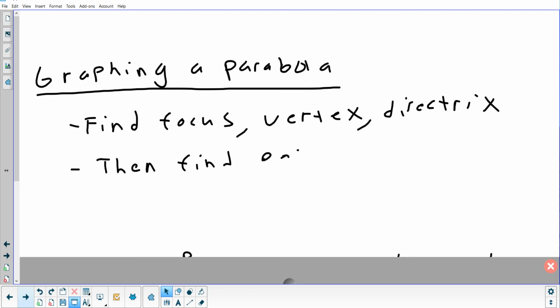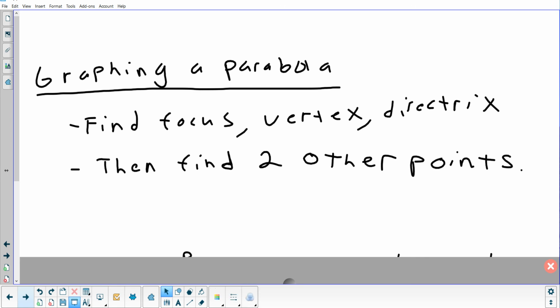The next thing is basically about graphing a parabola. And there's a few things you want to make sure you do when you're graphing. The first thing you want to graph is the focus, the vertex, and the directrix. Out of those three things, the vertex is the only thing that is an actual point on the parabola. The directrix is an imaginary line it bends away from, and the focus is an imaginary point it wraps around. They're not actually part of the parabola.